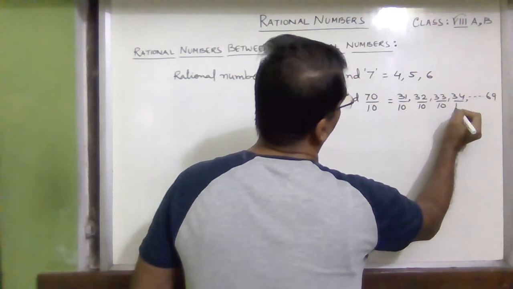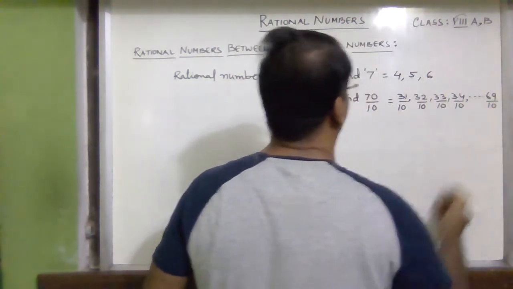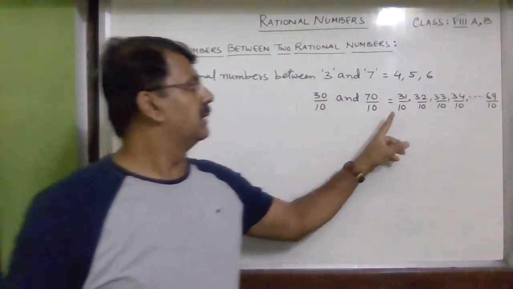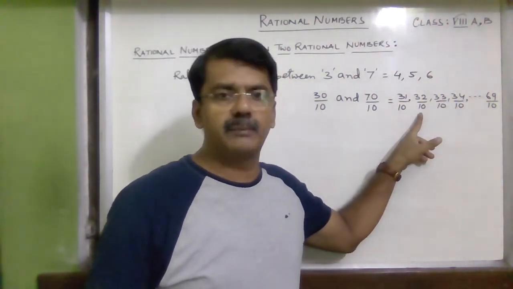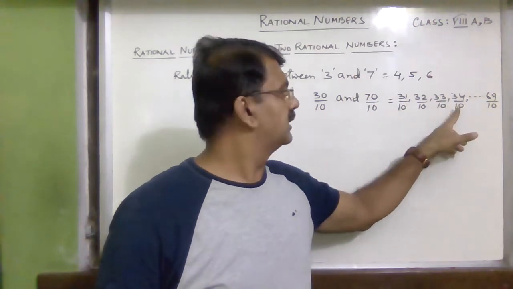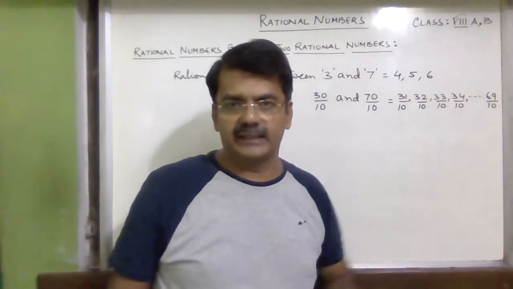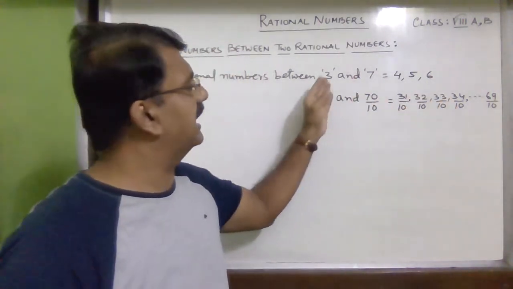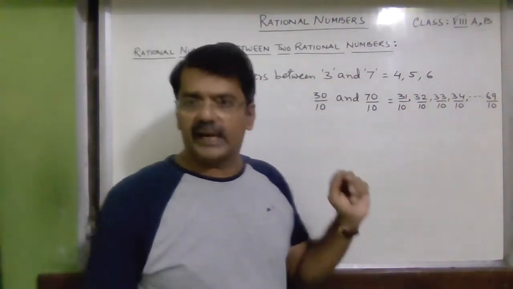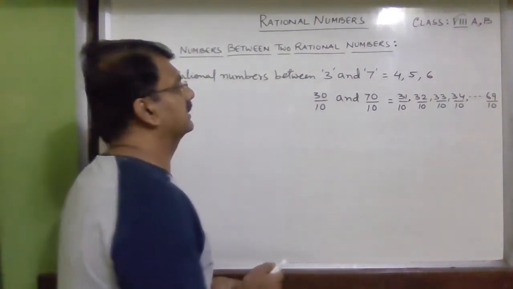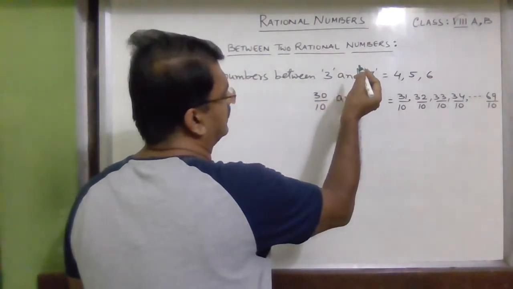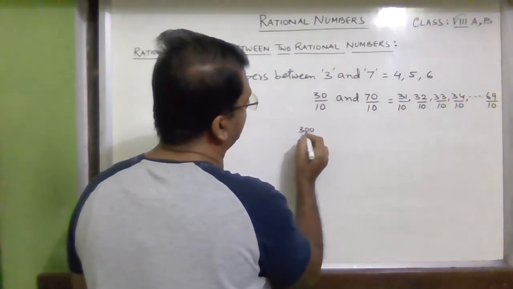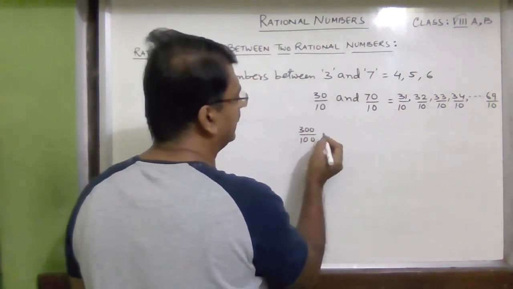So they are all rational numbers because they are in the p upon q form, and they lie between 3 and 7. Because this is 3.1, then 3.2, then 3.3, 3.4 till 6.9. All these numbers are rational numbers and they lie between 3 and 7. Not only that, now this 3 or 30 by 10 can also be written as 300 by 100. Same thing, it is 3 only.